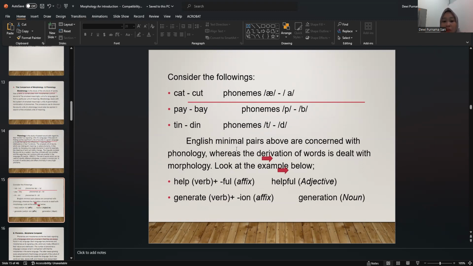English minimal pairs above are concerned with phonology, whereas the derivation of words is dealt with by morphology. Look at the example below, in morphological terms. For example, the verb help plus the affix -ful becomes helpful, an adjective. And then generate as a verb plus -ion, the affix, becomes generation. So that's the example.